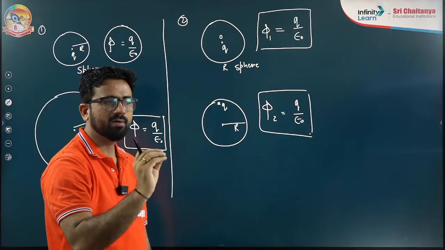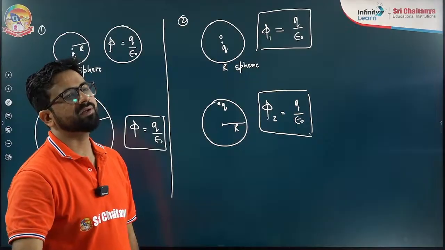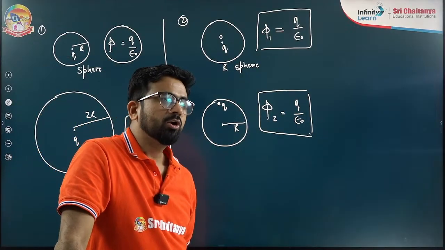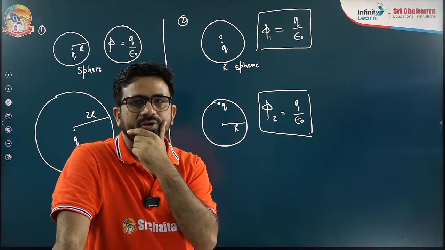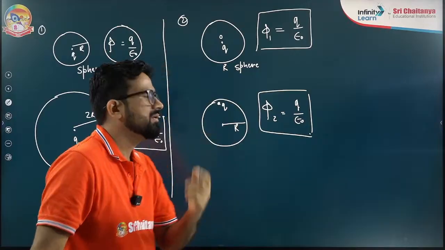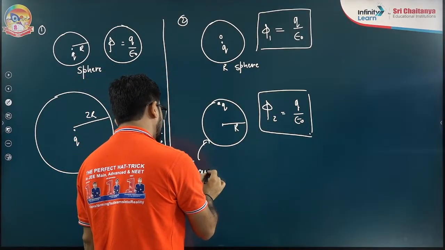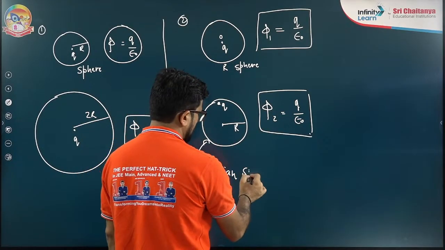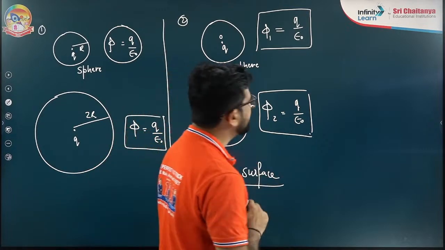listen to my words carefully. If any point charge is there, don't put it on the surface of this closed surface. That means the Gaussian surface. This surface we call the Gaussian surface. Don't put any charge on the surface. What is the meaning? Point charge. Suppose there is any point charge.